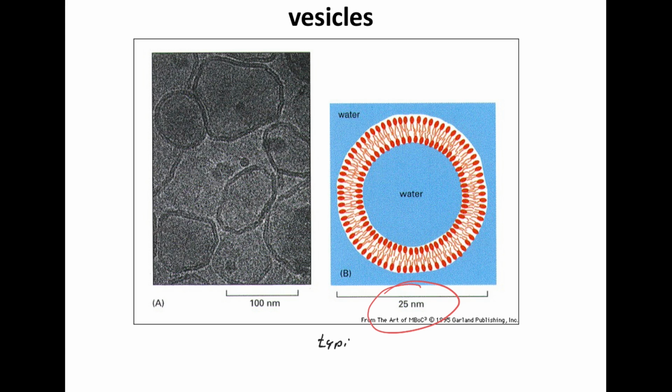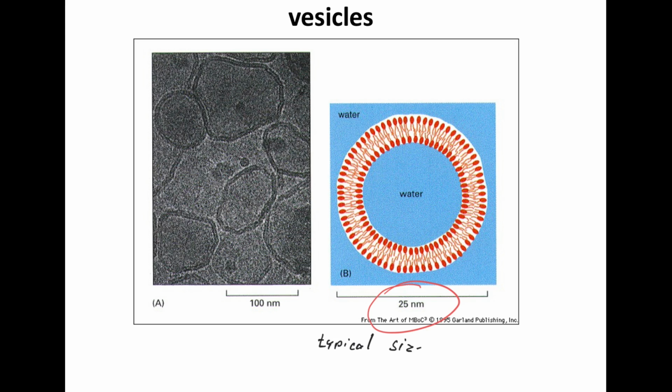To the right, you see a more pictorial way how vesicles are formed. So it's a lipid bilayer, a flat lipid bilayer, which is bent into a spherical structure which is closed. So there's an inside and there's an outside, and both are separated by a very thin membrane.